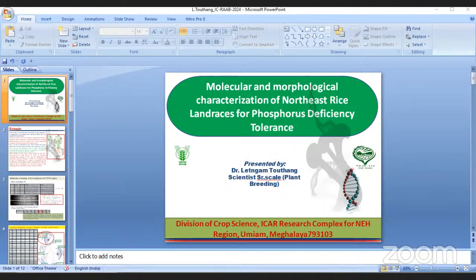Coming to the introduction, soil acidity is one of the major constraints for rice production in Northeast India due to high rainfall and the acidic nature of the soil. Most of the available phosphorus is usually fixed, mostly in upland conditions. So to resolve such a crisis, breeding and exploration of phosphorus efficient rice varieties could be effective solutions. For this study, we screened 80 rice landraces from different parts of Northeast India using 7 specific markers.